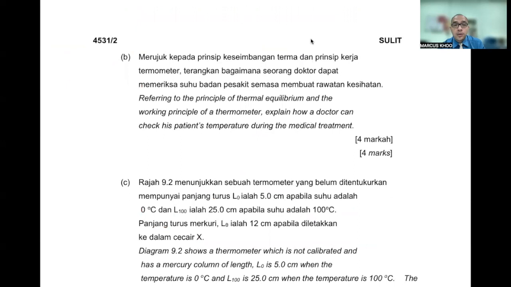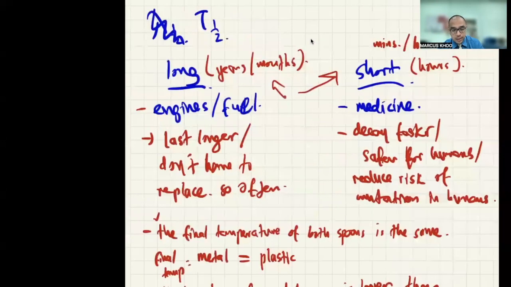Now, referring to the principle of thermal equilibrium and the working principle of a thermometer, how can a doctor check his patient's temperature during the medical treatment? Of course, you start from where the thermometer is put, how thermal equilibrium works, and finally what happens. A very important word that needs to be mentioned is the fact that the mercury is expanding. So that has to be mentioned. Okay, so let's talk about this.